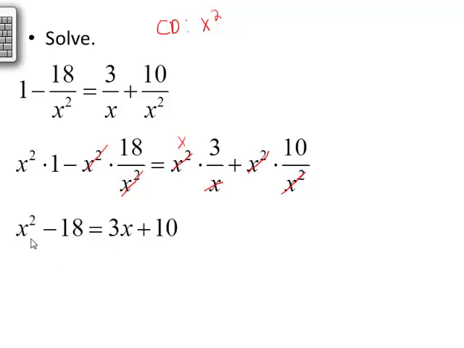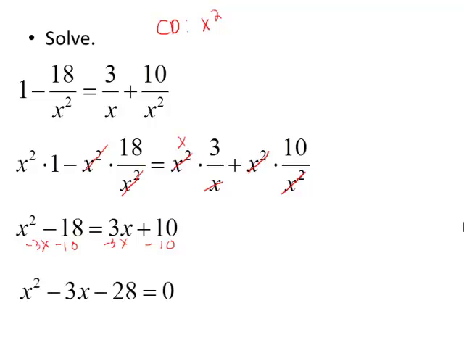When we have an equation with an x squared, a quadratic equation, we want to collect all the terms on one side and set it equal to 0. So to move the 3x to the left side, I'm going to subtract 3x on both sides. And I'm going to write that directly after the x squared so that my trinomial will be in descending order. I also have to move the 10. I can do that by subtracting 10 from both sides. And that gives me the new equation, x squared minus 3x minus 28 equals 0. Now it's time to factor and solve.